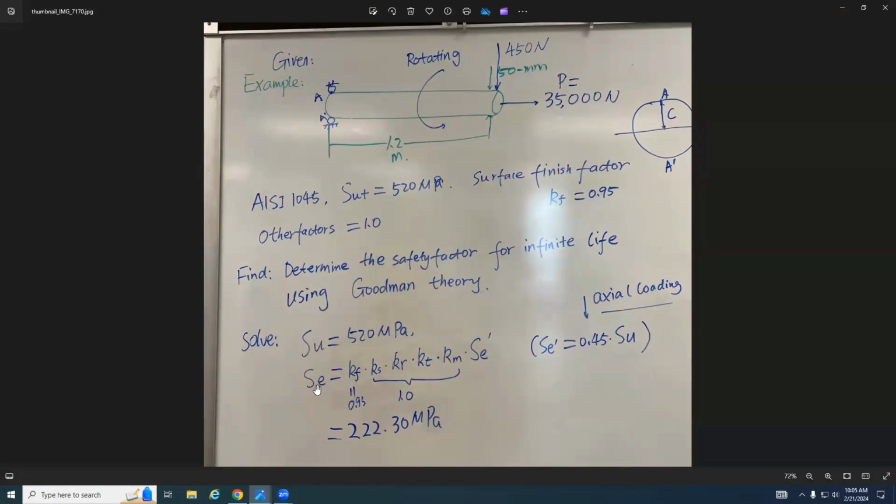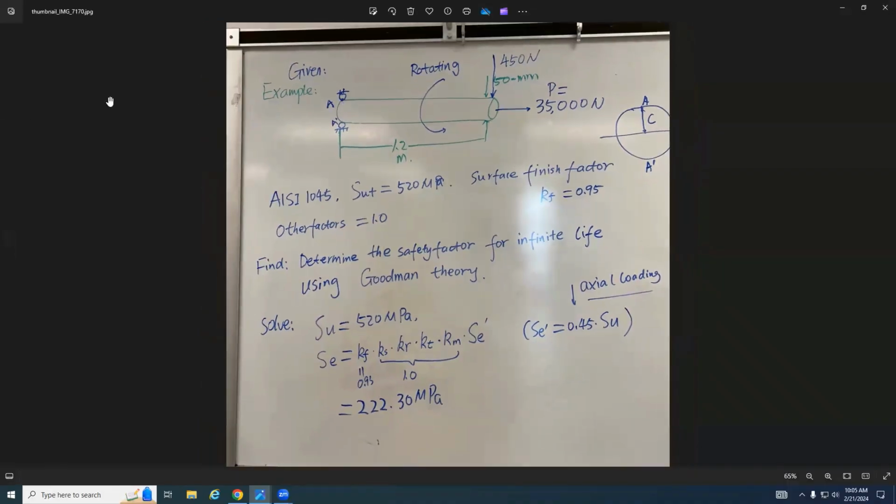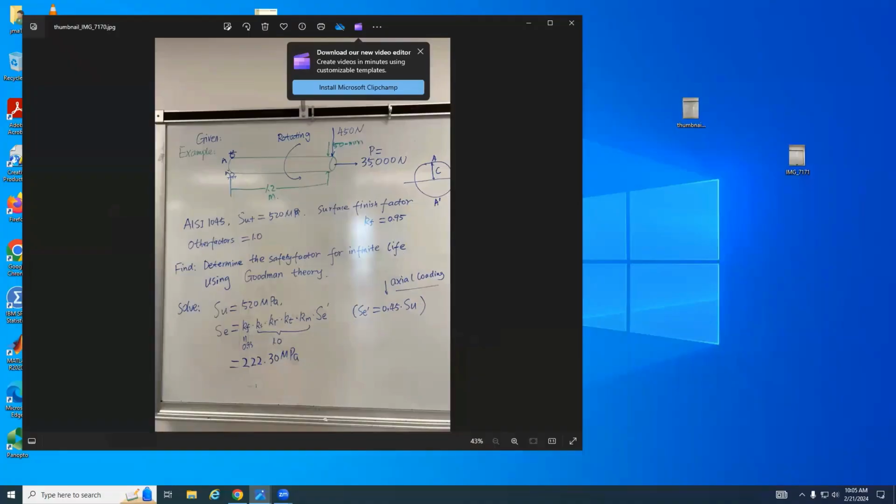We calculate the SU, and we use this equation to calculate SE, and then the SE prime equals 0.45 SU because the axial loading is dominant.